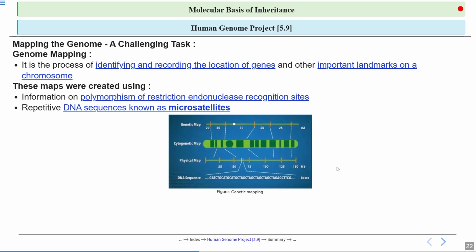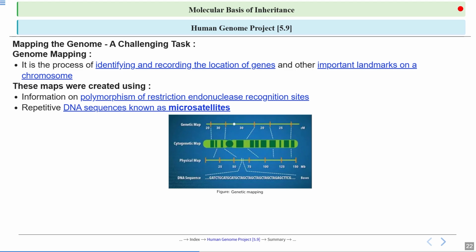So what they are saying, mapping the genome, the whole genome, is very difficult. Okay, and what is this genome mapping? It is a process of identifying and recording the location of genes and the other landmarks on the chromosome. Okay, it is very difficult. So, how these maps were created? These maps were created using information of polymorphism of restriction endonucleases recognition site and repeated DNA sequence known as microsatellite.